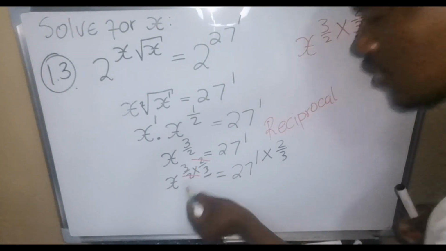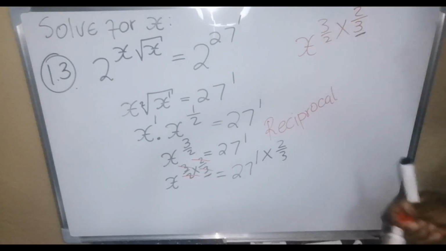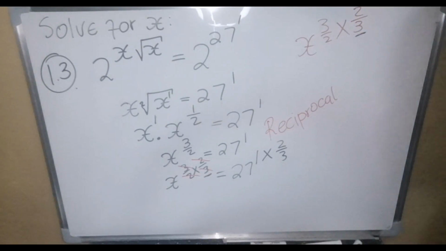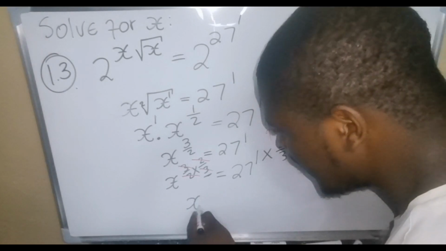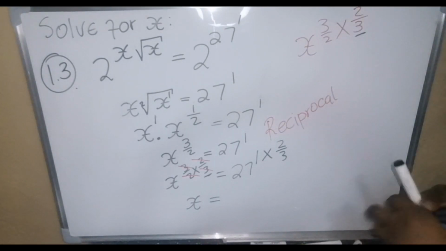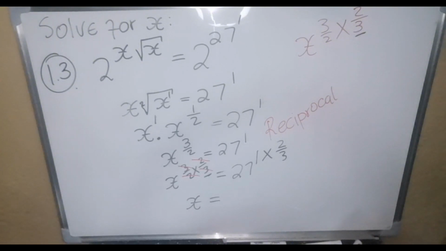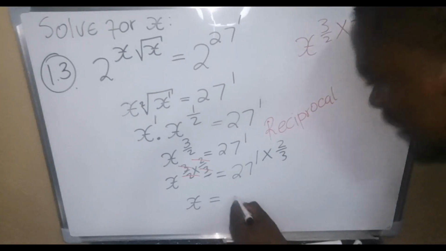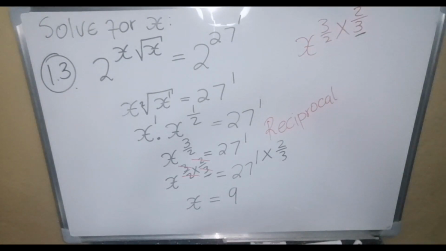2 divided by 2 gives you 1 again, 3 divided by 3, they cancel one another, and we are left with x on one side. That's our aim. Then we just put that on a calculator. 27 to the power 2 over 3. The answer is 9. Therefore, you are done. This is your answer for this question.